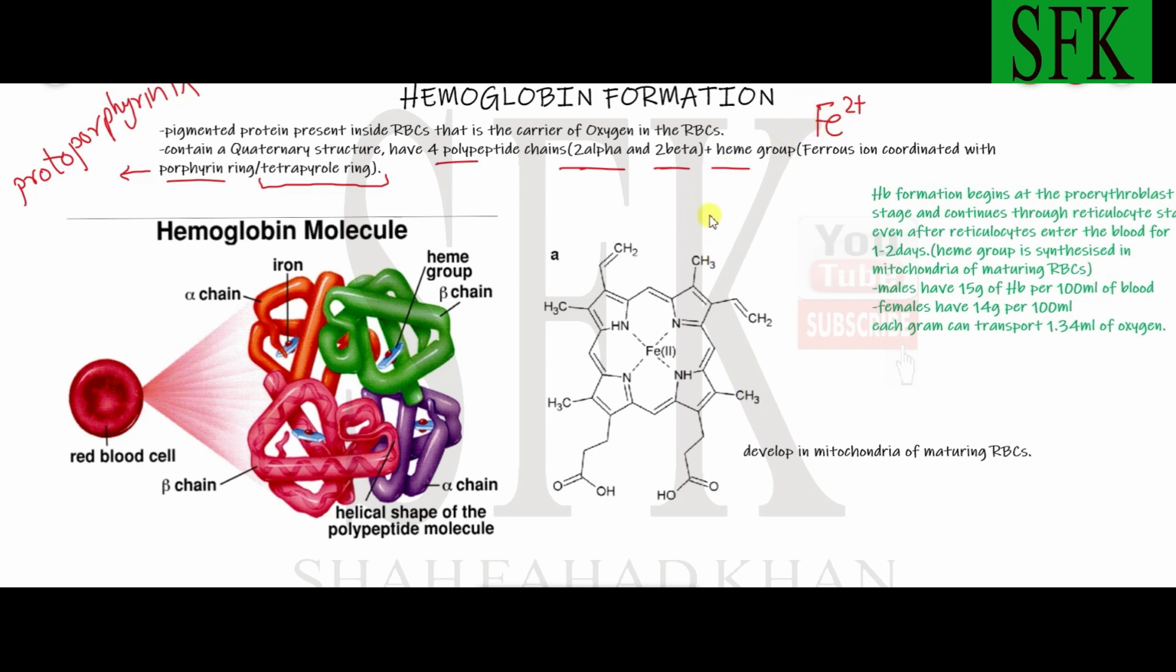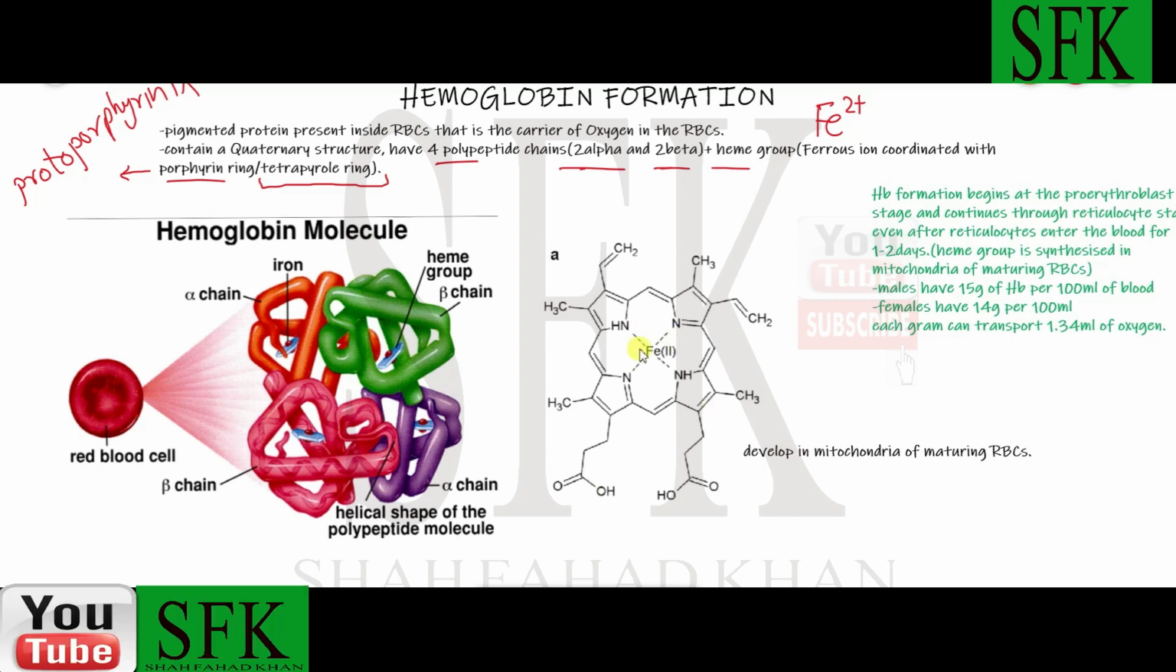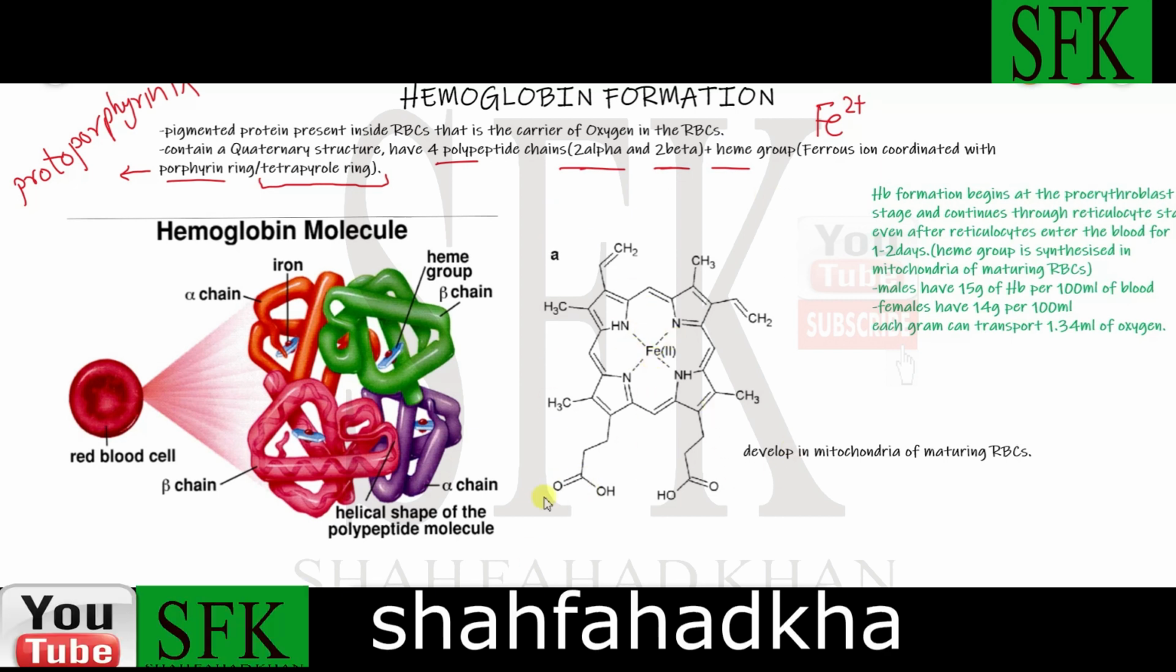I've also drawn the heme group over here. This is how your heme group looks, its chemical structure. Your iron, or the ferrous ion, is over here in the center, and then it is coordinated with four pyrrole rings. This is one ring, this is the second, this is the third one, and this is the fourth one. So the tetrapyrrole ring structure around the iron coordination over here forms your heme group.